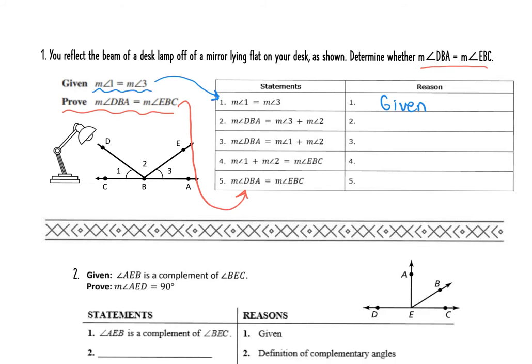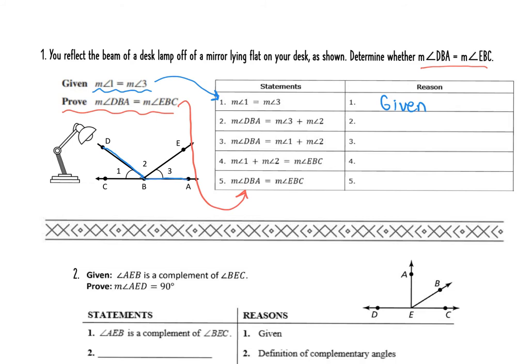Now, it's our job to use the picture and use the definitions we talked about on the first page to identify the reasons for 2, 3, 4, and 5. So let's think about it. Look at statement 2. It says the measure of angle DBA. So if I'm looking at DBA, we've got DB. Oh, sorry, that was wrong. Let me see. I was highlighting DBE. Here we go.